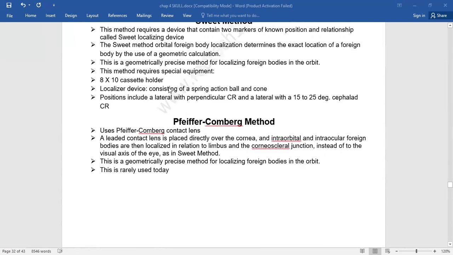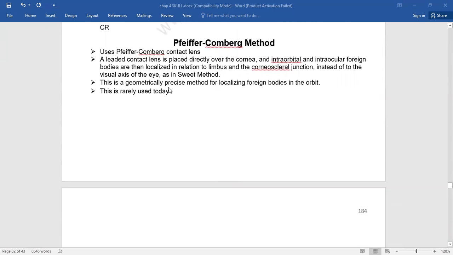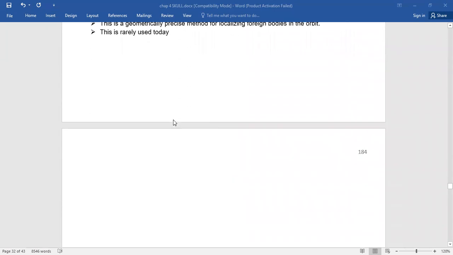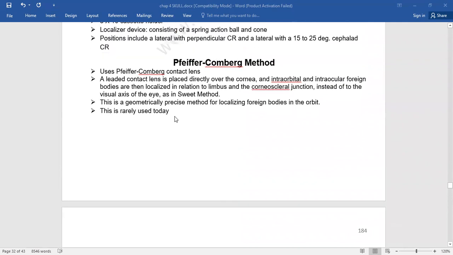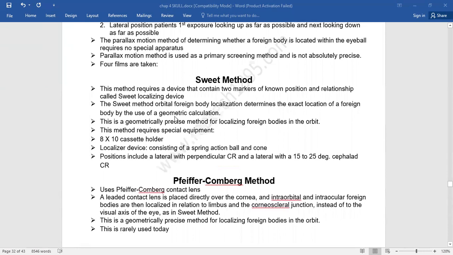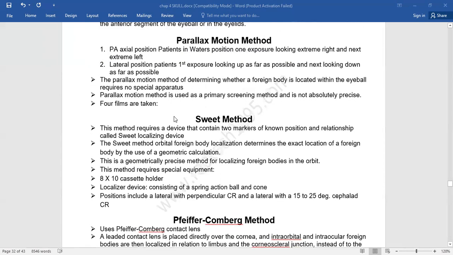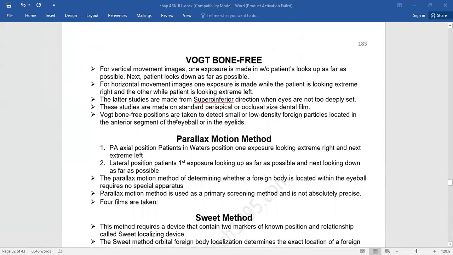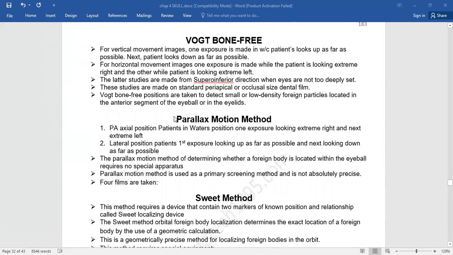And also another one is the Pfeiffer-Comberg method. So this is rarely used today. So ayan lang. Gumagamit ng contact lens sa Pfeiffer-Comberg. The sweep method, meron siyang special device which is called the sweep localizing device. So yung mga special machine, special units na yun lang.